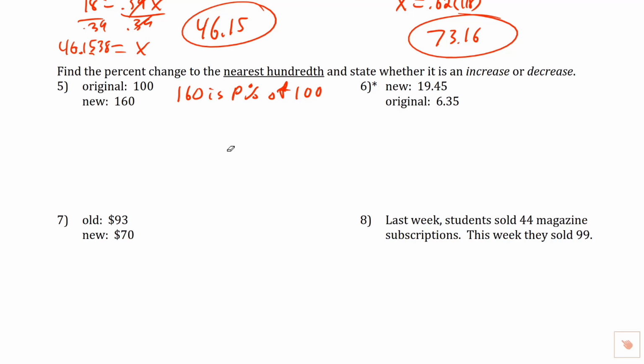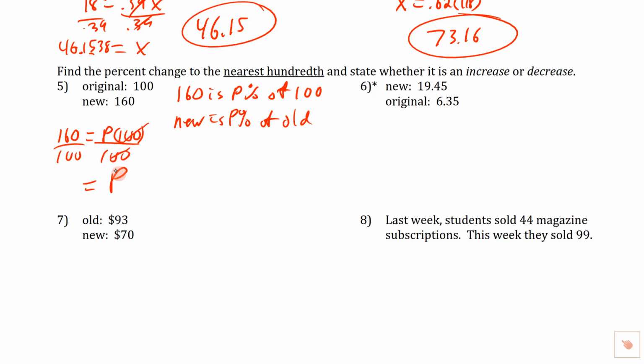If you have any trouble remembering that, just get this memorized. The new one is always some percent of the old one. And you can say new and old, you can say the new one and the original one, whatever you want to do there. So I'm going to translate this into an equation. So this is going to be 160 equals some percent of 100. So we're going to divide by 100 right here.